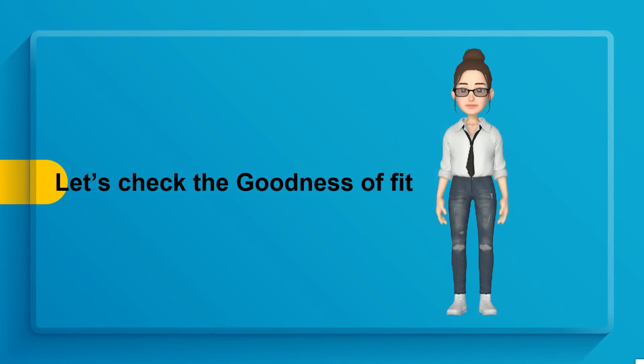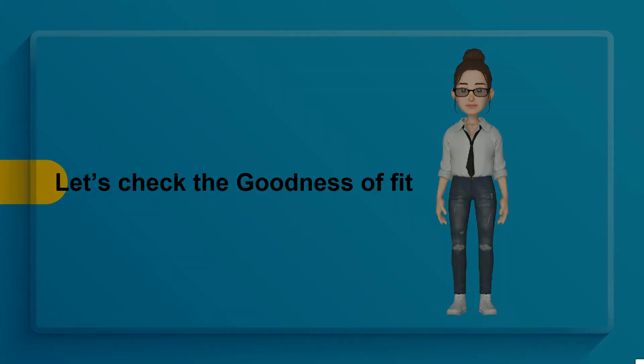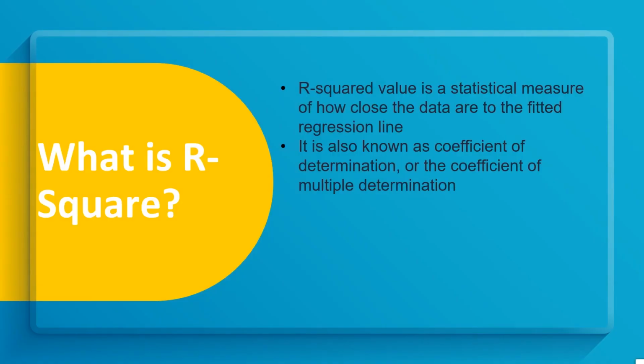Now that we have calculated the best fit line, it's time to check the goodness of fit, or to check how good a model is performing. In order to do that, we have a method called the R-square method. So what is this R-square? Well, R-square value is a statistical measure of how close the data are to the fitted regression line.